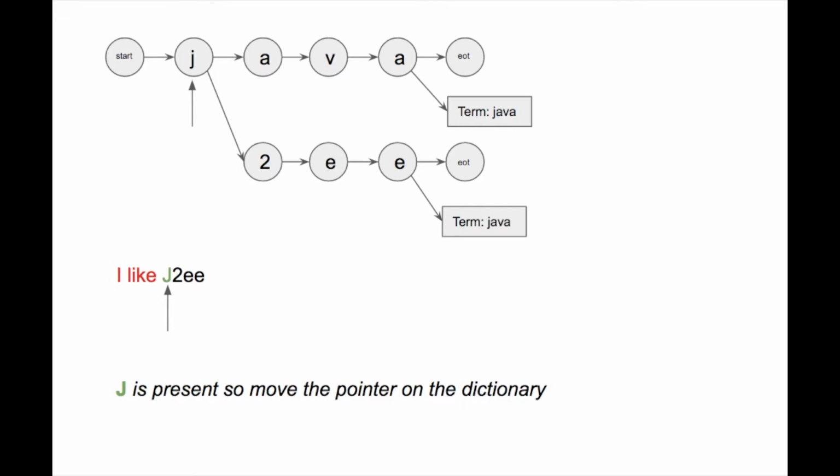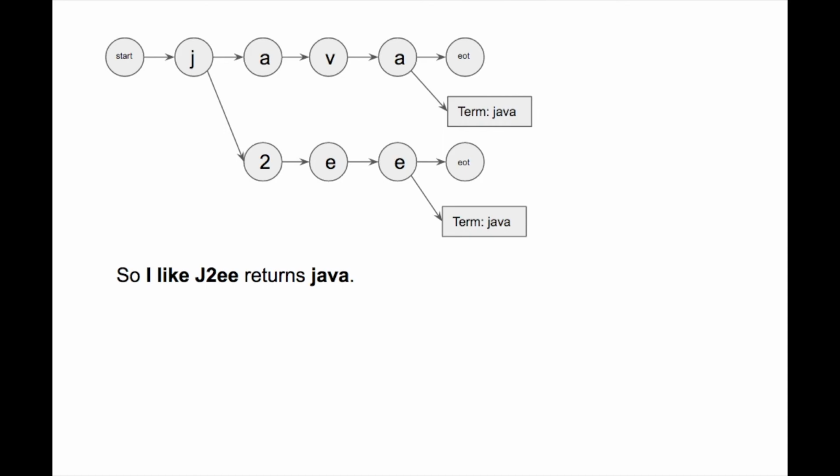Now J is present, so we move our pointer forward. 2 is present, so we move our pointer again. E is present, so we move our pointer forward again. And another E is present, and we reach EOT, which is end of term, and we reach an end of term in our dictionary also, which means that this term is present in the dictionary as well as the string. So we have found a term. We will return that term, and that term, J2EE, is mapped to Java. That's why we will return Java as a found term. And that's how FlashText works.